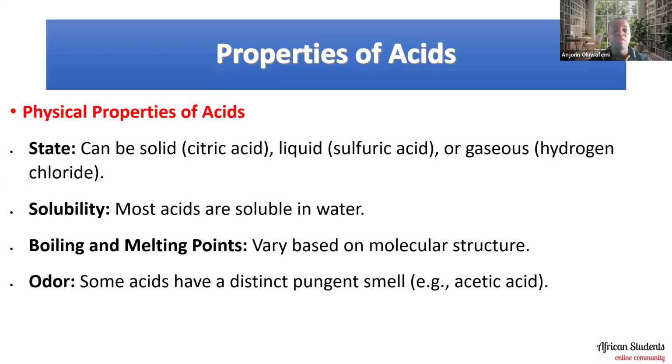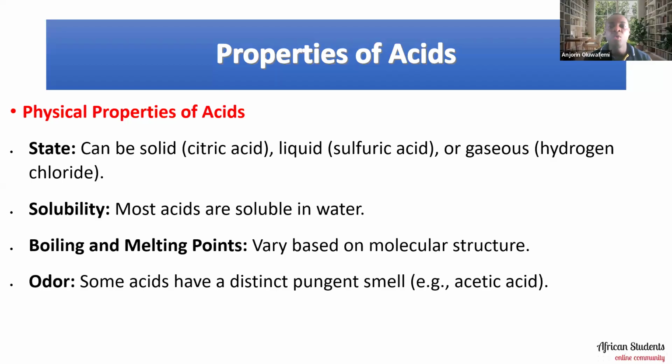Another physical property of an acid is based on their solubility. Most acids are soluble in water. Now, looking at them from the standpoint of their boiling point and their melting point, they have varying melting and boiling points based on their molecular structure. So it is basically based on their molecular structure that you determine the boiling point or the melting point of any particular acid.